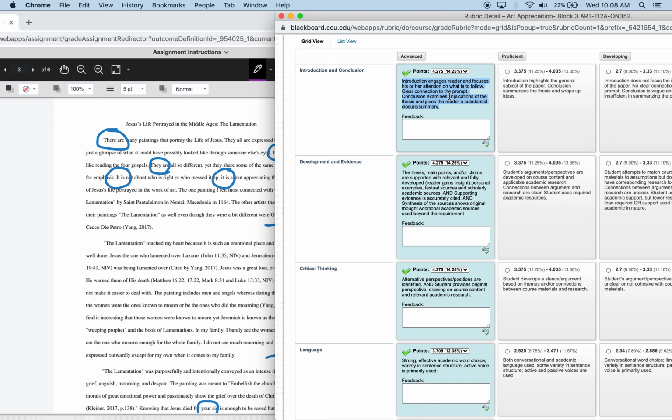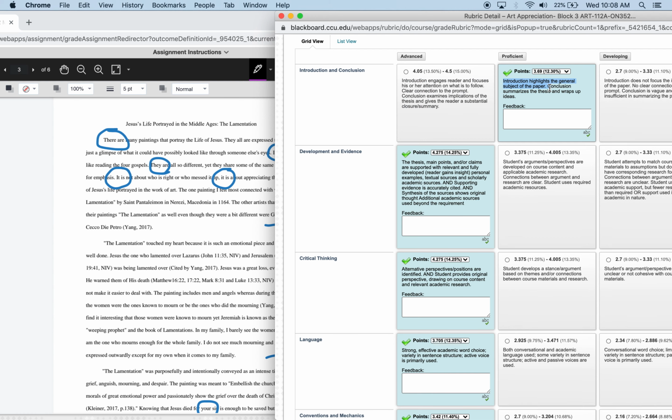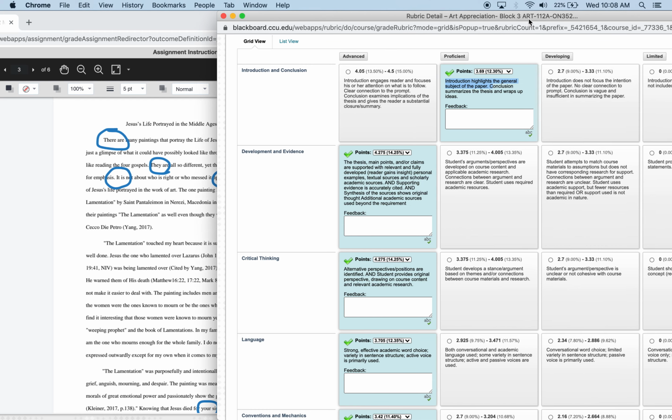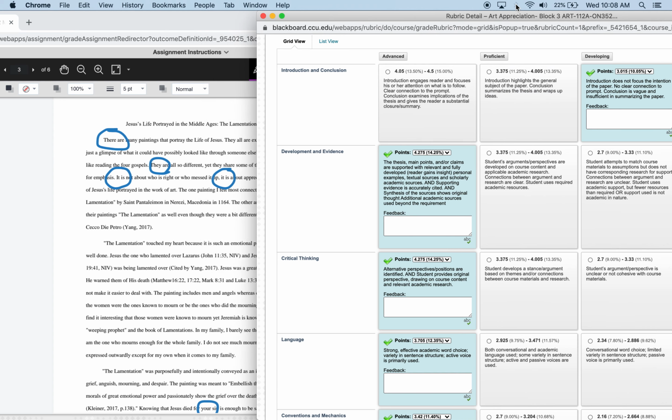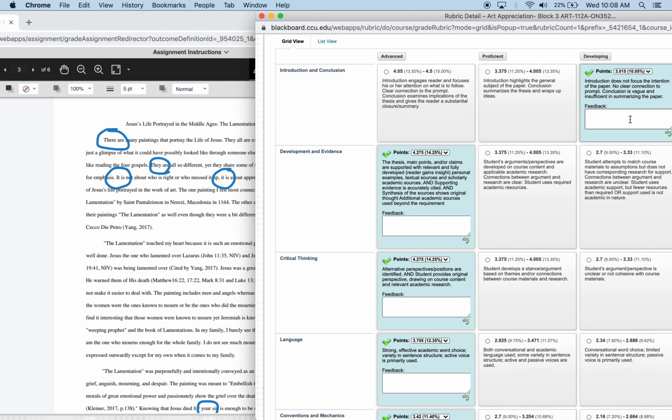And then the second part is about the conclusion. Or does the introduction highlight some general subject matter, like this is art history and there's a painting? And then way down here, the introduction does not focus the intention of the paper. And that would be where most of the class lies.